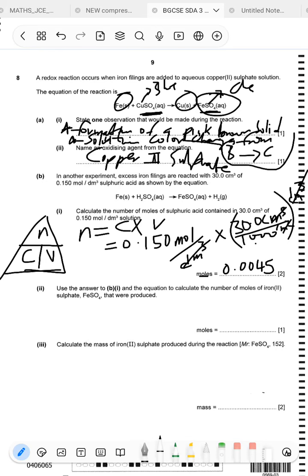Use the answer to Roman figure 1 and the equation to calculate the number of moles of iron 2 sulfate that were produced. Now, what's happening? What's happening is that we go back to the equation. Okay, we go back to the equation. Now, this equation here, we're going to use a ratio of reactants. Okay, remember, in a chemical equation, no mass is created or destroyed.